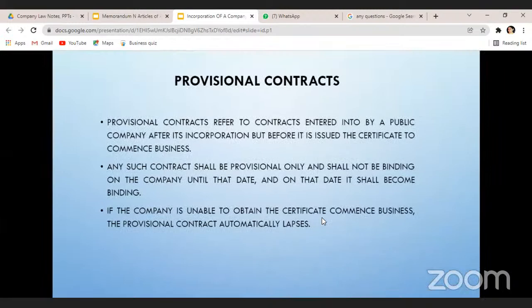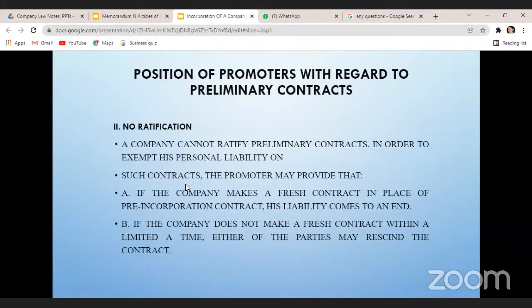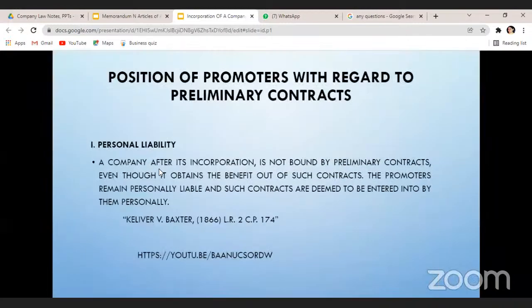The next, provisional contracts refers to the contracts entered into. So these are the two situations where the promoter is regarded, the position of promoter with regard to preliminary contracts. I'll repeat once again these two.